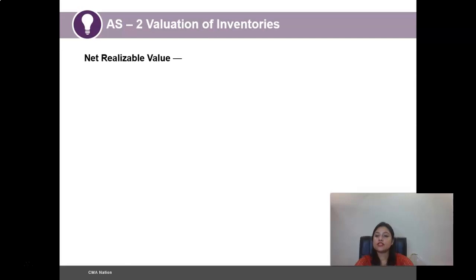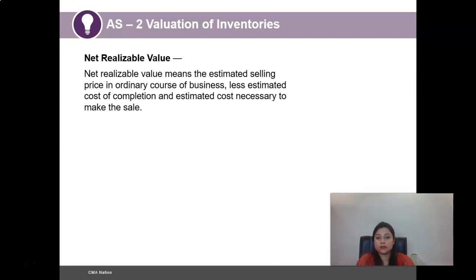So looking at the definition of net realizable value, we have up till now seen what the costs are and what components will be included while valuing the cost of a particular inventory of the business according to Accounting Standard 2. Now, Accounting Standard 2, Valuation of Inventories, defines net realizable value as the estimated selling price in the ordinary course of business less estimated cost of completion and estimated cost necessary to make the sale.